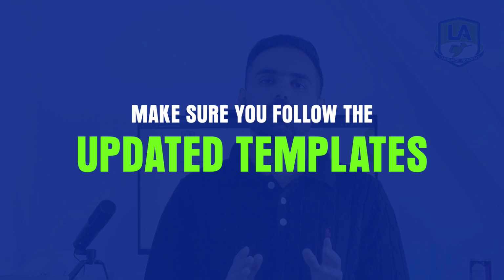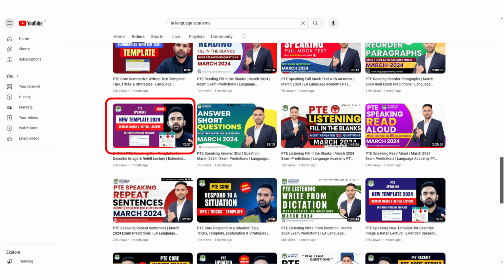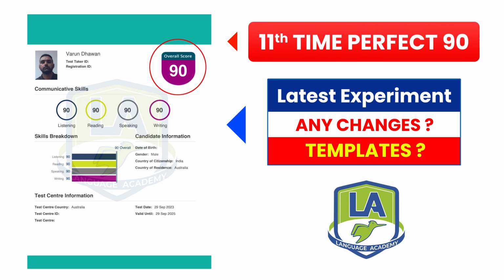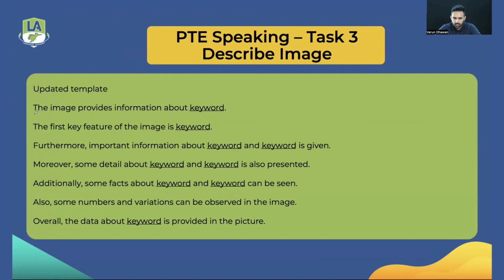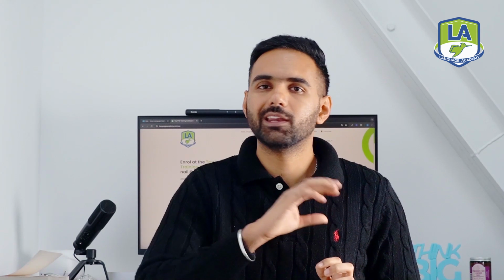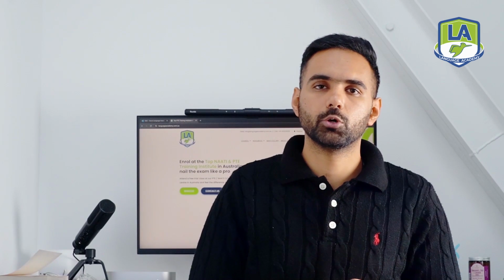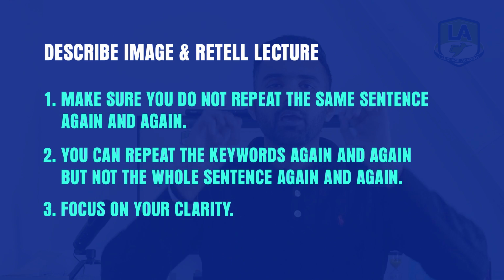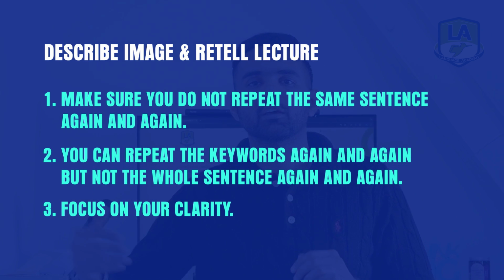You need to make sure you follow the updated templates. I have already uploaded the updated templates using which I have got 90 in speaking and 90 in every module as well. This is my scorecard and these are the templates which you need to follow. If you find these templates difficult, you can follow any other template as well, but you need to ensure that in describe image you speak around 20 seconds at least and in retell lecture around 25-30 seconds. Make sure you do not repeat the same sentence again and again. If needed, you can repeat the keywords again and again, but not the whole sentence.